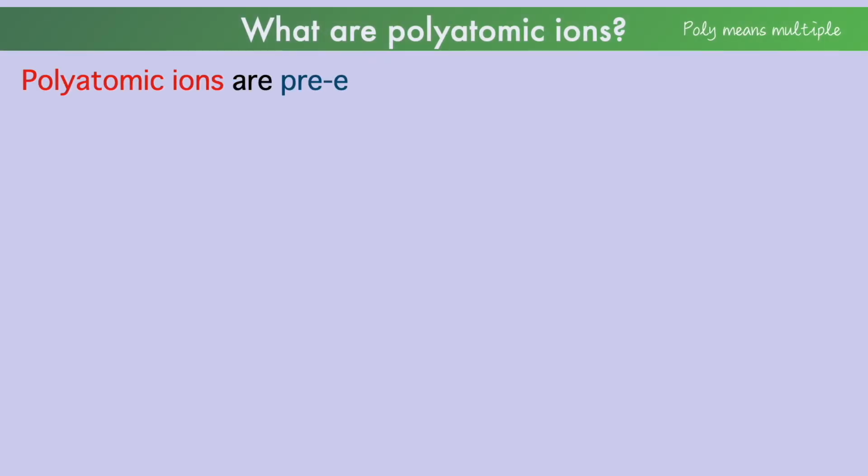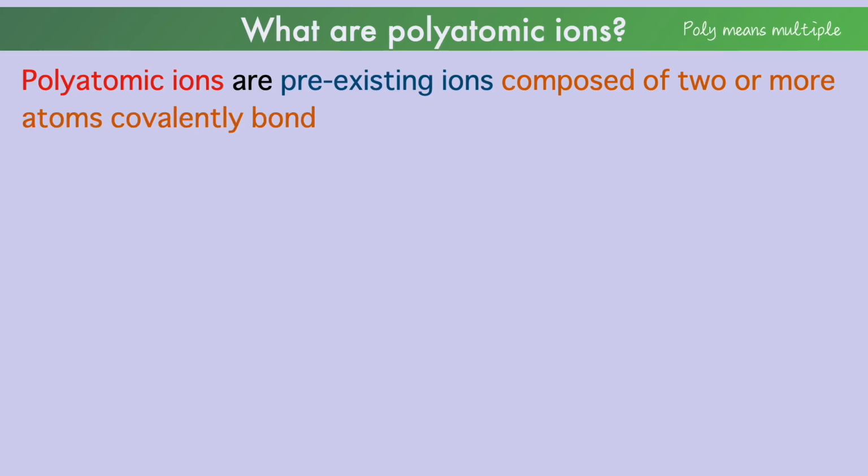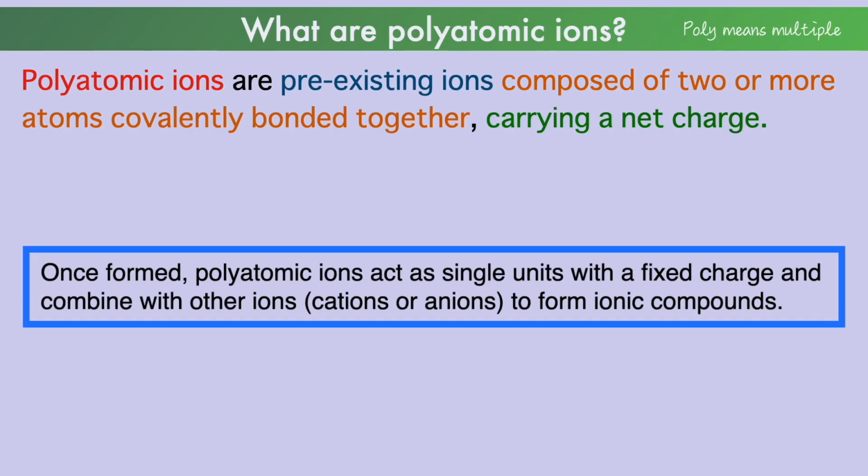Polyatomic ions are pre-existing ions composed of two or more atoms covalently bonded together, carrying a net charge due to the gain or loss of electrons. Once formed, the polyatomic ions act as single units and combine with other ions to form ionic compounds.